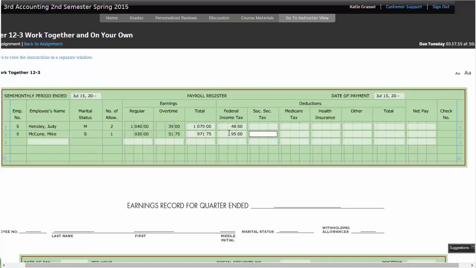correctly. Now, Social Security, they told us in the directions that Social Security tax is 6.2, so I'm going to use my calculator and do 1,079 times 0.062. Watch your rounding. So I got 66.90. You can do the same thing for Mike. Take his total earnings of 971.75. Multiply that by 0.062.